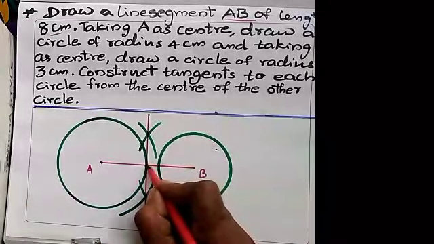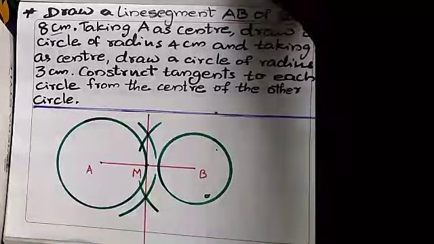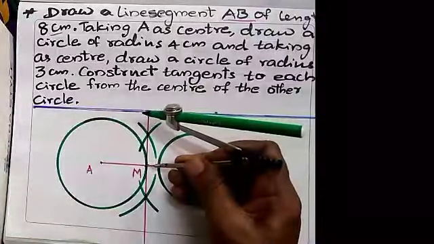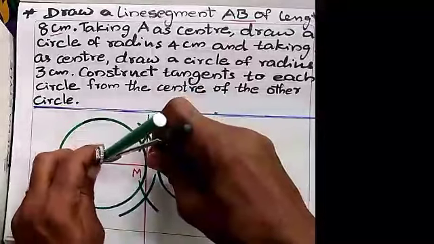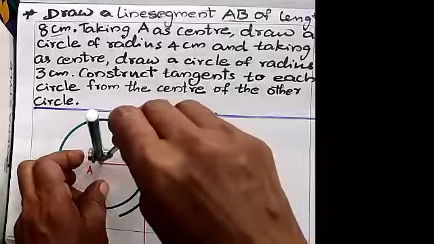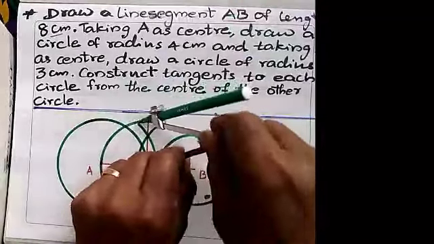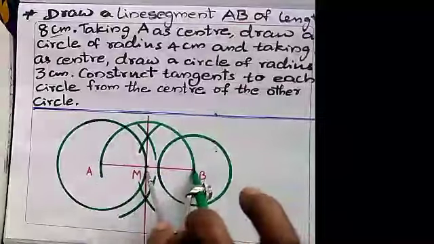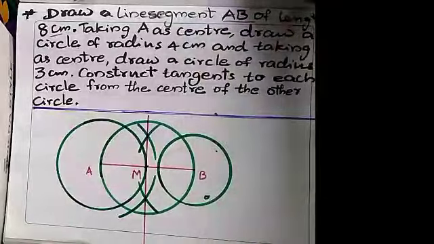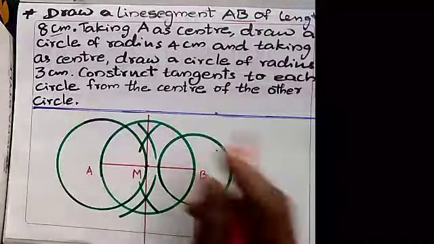Now here you can see this point. Name this point as M. Now what's the next step? With M as center and MA radius, draw another circle. So we are drawing another circle which will pass through A and B, by taking M as center.